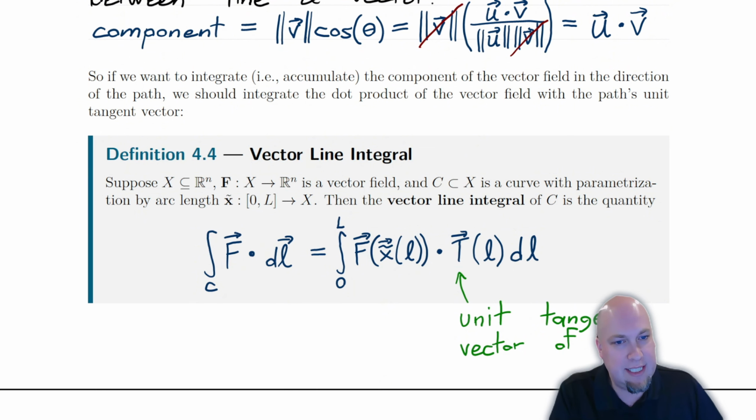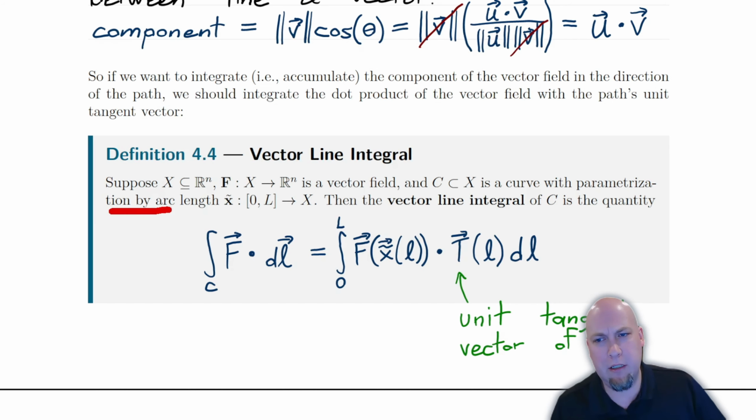So this T of L is playing the role of u in our dot product from earlier. It's a unit vector in one of the directions. This is a non-unit vector in the other direction, so that's playing the role of v, and when I dot them together, I get how much they're pointing in the same direction. And then I accumulate that quantity, I integrate it over the entire curve. So that's all this formula is.